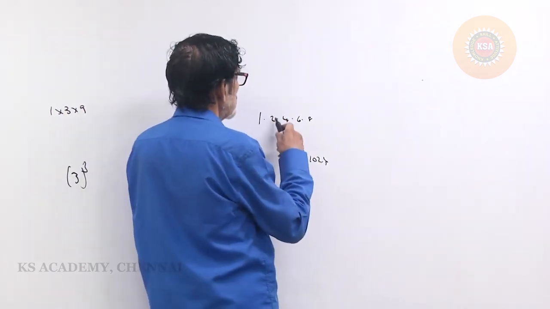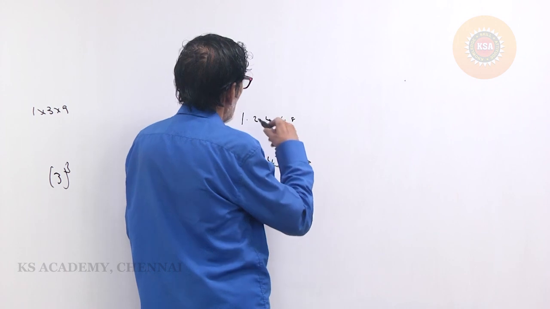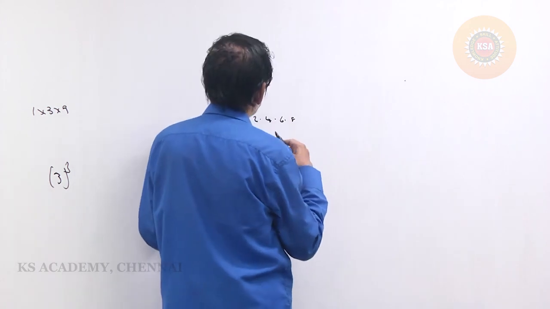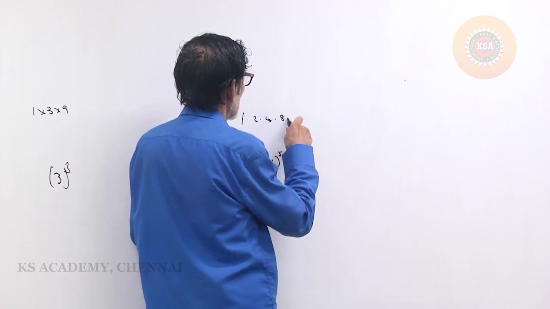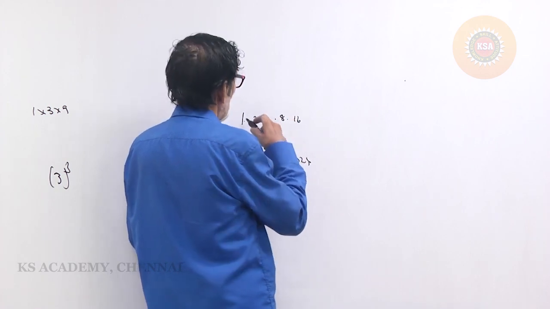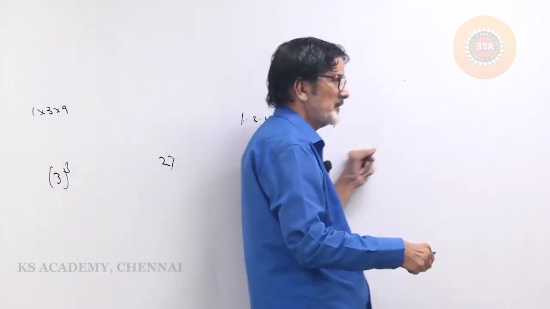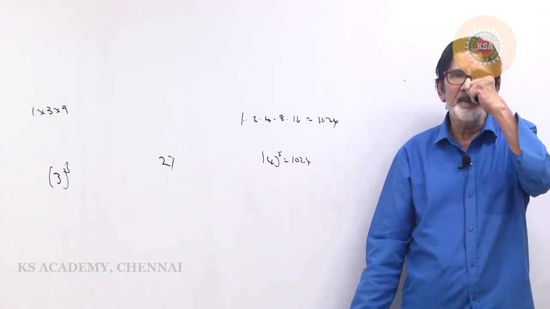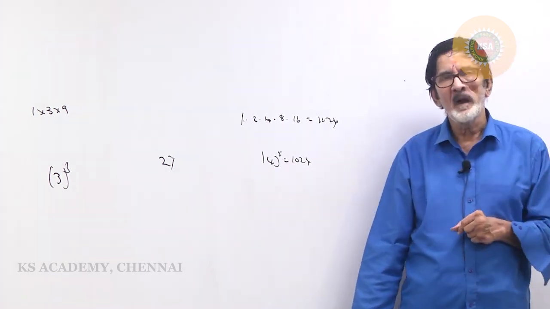If you multiply 1 into 2, 2 into 4 is 8, 8 into 8 is 64, and then 64 into 16 gives 1024. For 5 terms I want to multiply, identify the middle term and raise it to the power 5. If you multiply, you will get the same answer. The condition is an odd number of terms: 5 terms is odd, 3 terms is odd.